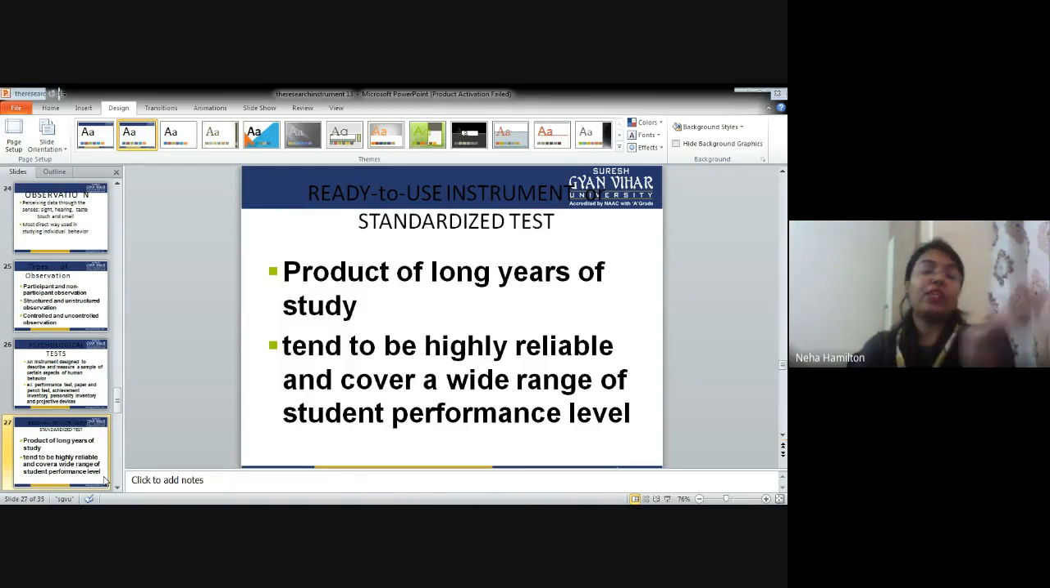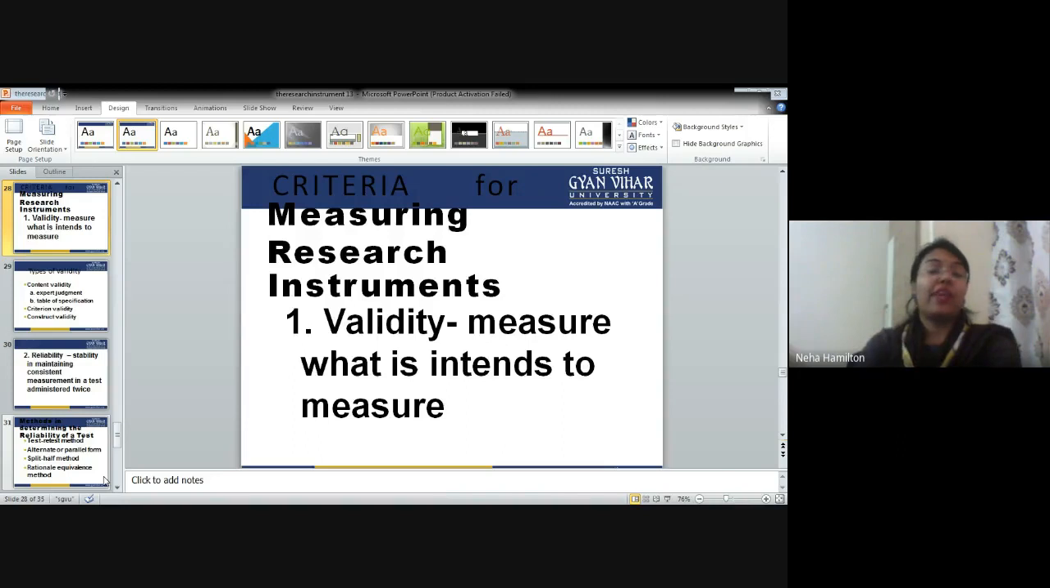Then you have the ready-to-use instrument or standardized test. It is the product of long years of study, tends to be highly reliable, and covers a wide range of student performance levels. So there is a wide range of performance levels already listed in the instrument, and you have to use one. Criteria for measuring research instruments.